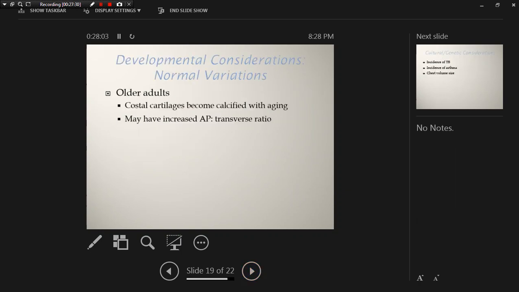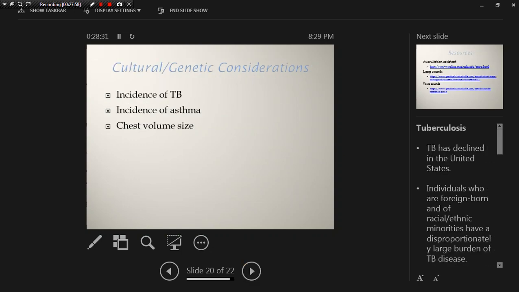All right, so some developmental considerations. Some of our older patients, as they get older, their AP ratio does change, just kind of like somebody with COPD. And then they also start to have some costal cartilage changes. They become calcified, which can impact thoracic expansion. And so it can affect patients taking in deep enough breaths or even exhaling everything they need to, so older patients.